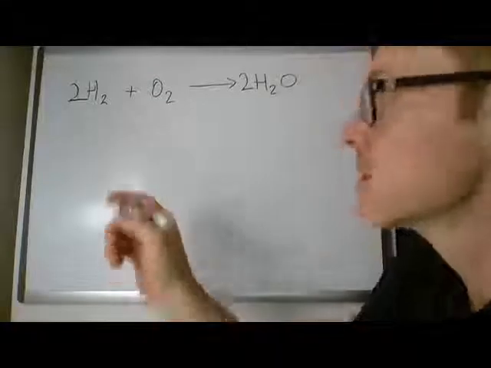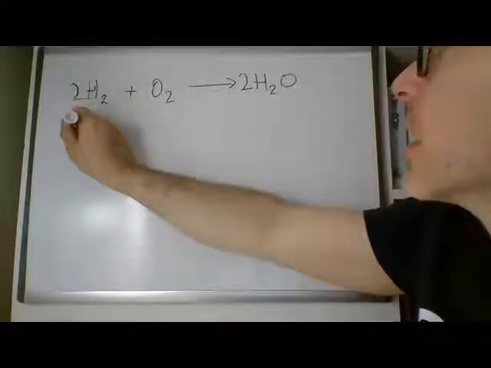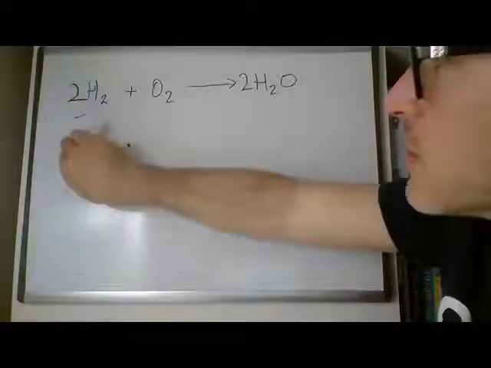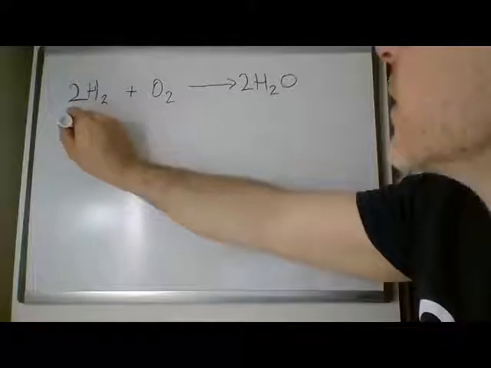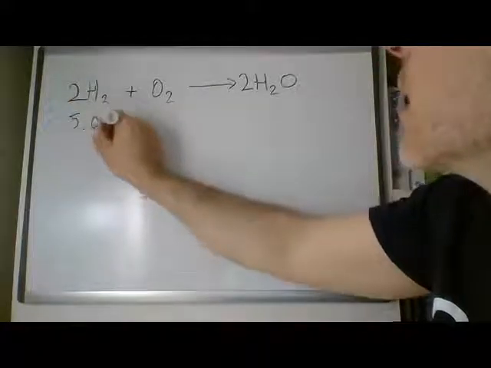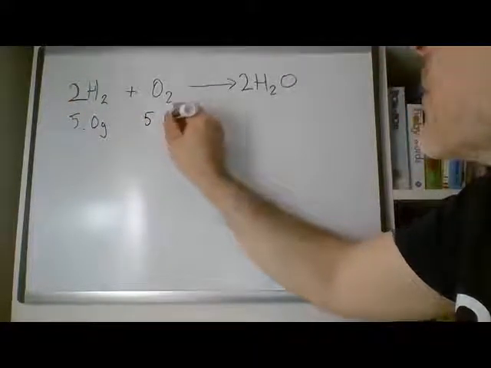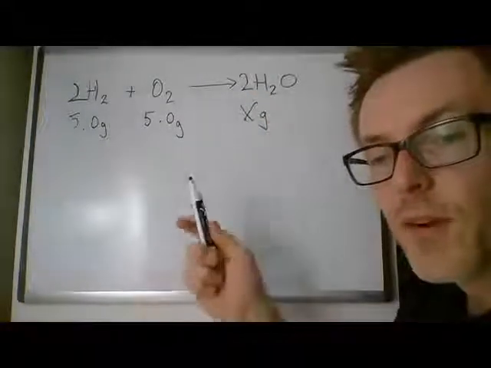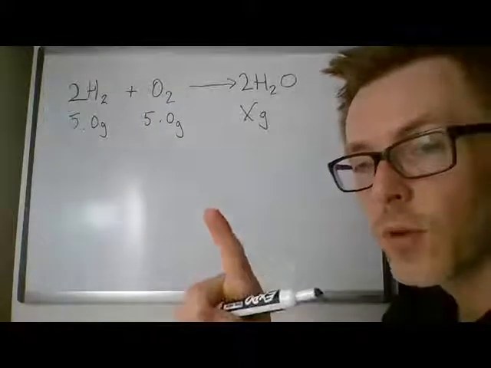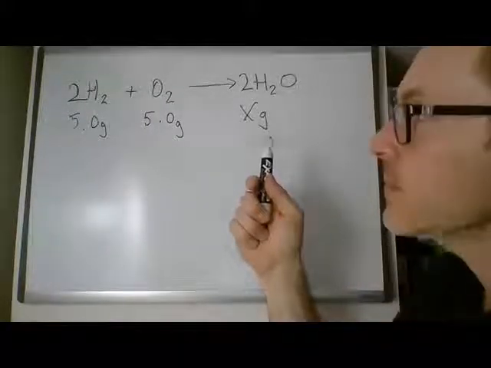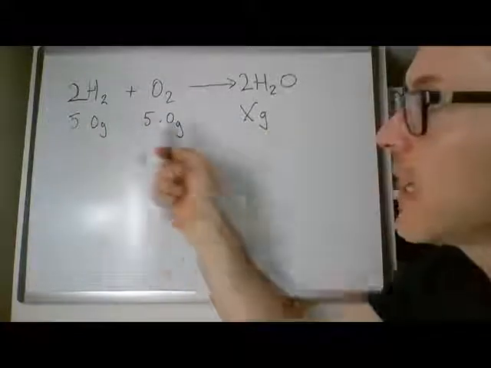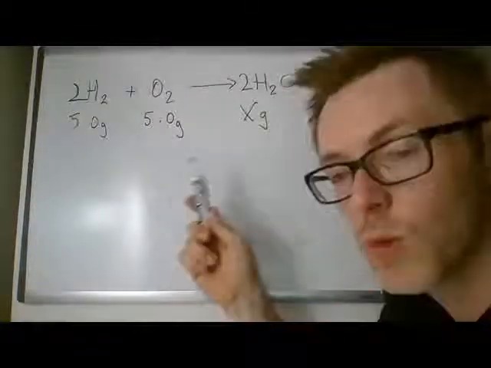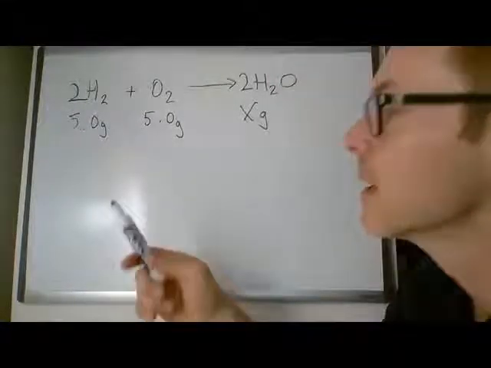What if you have two knowns? What if you have 5 grams, let's give an extra decimal, 5 grams of each? Previously we just had one known and one unknown and a mole ratio that links them. If you have two knowns, this becomes a limiting type reaction. You have to figure out which reactant will run out first and limit the whole reaction.